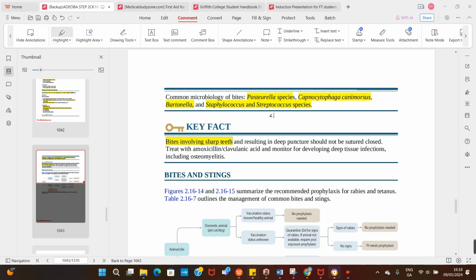So don't forget the organisms. Bartonella for cat scratch, Pasteurella for dog. Although both of them can also be transmitted by both cat and dog, I'm just talking about the ones that are common. So Pasteurella is more in dogs, Bartonella is more in cat, although dogs can also transmit Bartonella, and cat can also transmit Pasteurella.